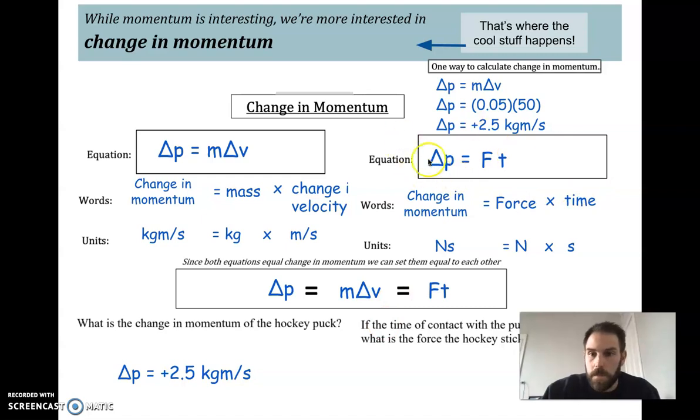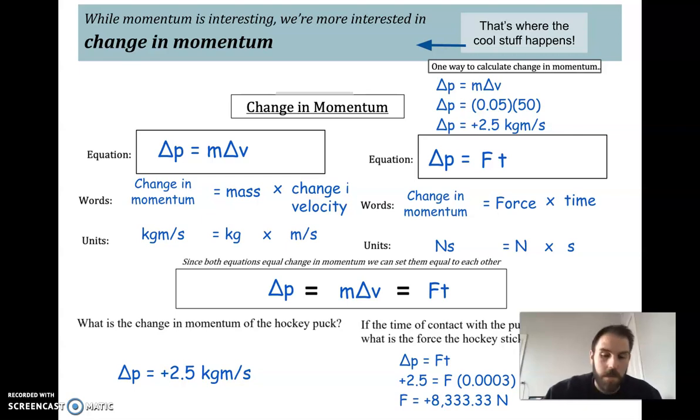So I'm going to use my equation up here, the new one we have, delta P is equal to Ft. And I know that I'm solving for my force. I know my change of momentum from over here, and then my time is 0.0003 seconds. So when I solve for this, I get a really big force of positive 8,333.33 newtons. And again, positive means it's going to the right. So that's just an example of how we would solve word problems there.